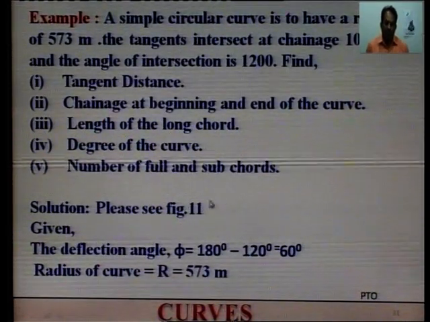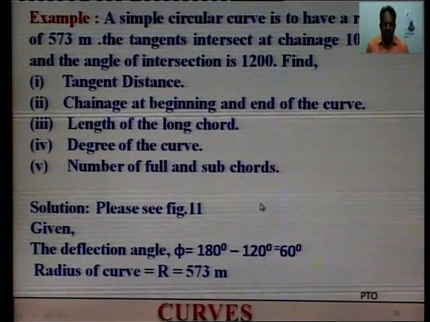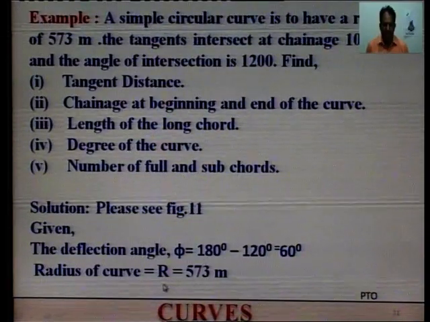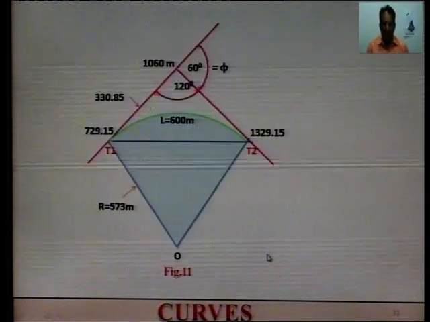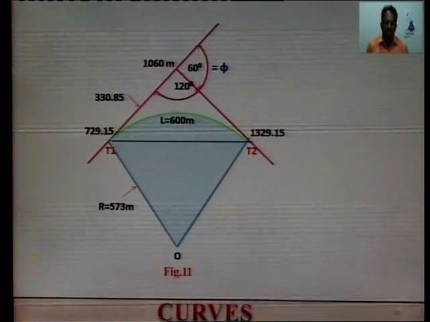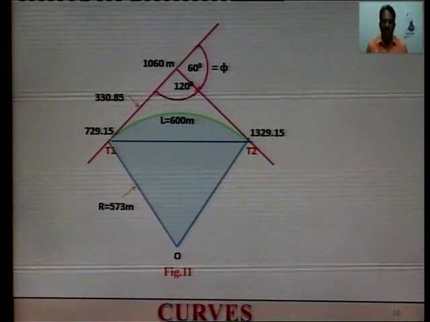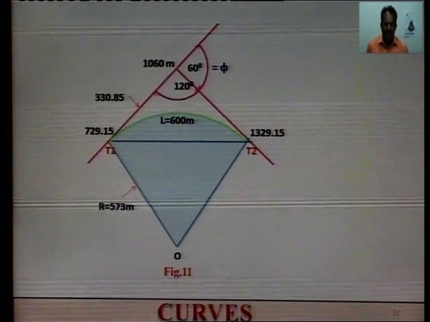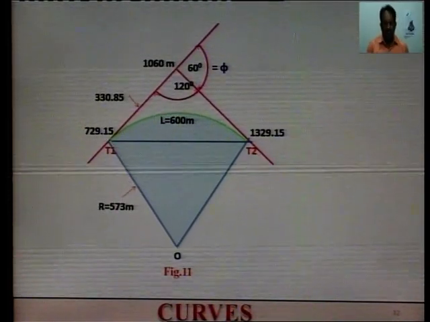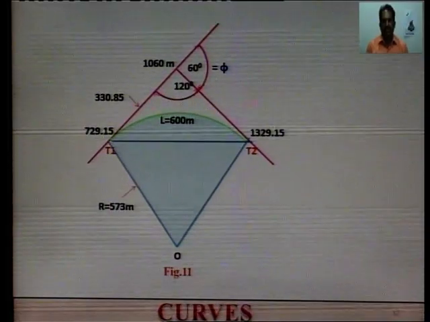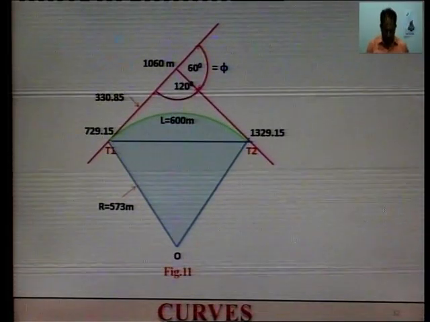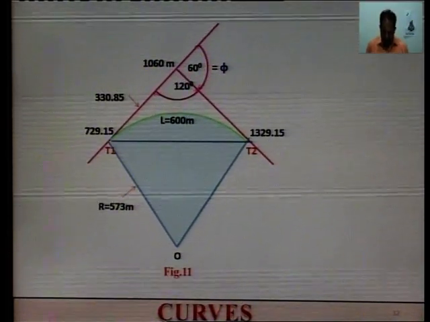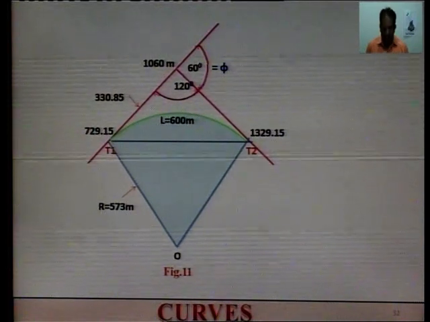So, if we see the figure 11, the deflection angle is equal to 180 degree minus 120 degree. Radius of curve is equal to 573 meter. So, this is the figure. If you see this figure, we have got the intersection point chainage, chainage of T1 and chainage of T2. How have we calculated? Radius is equal to 573 meters. So, this is all shown on the monitor screen. Chainage of the intersection point is equal to 1060 meter. So, we know the tangent length is given by the formula R tan phi by 2, and we calculate it as 330.85 meter.